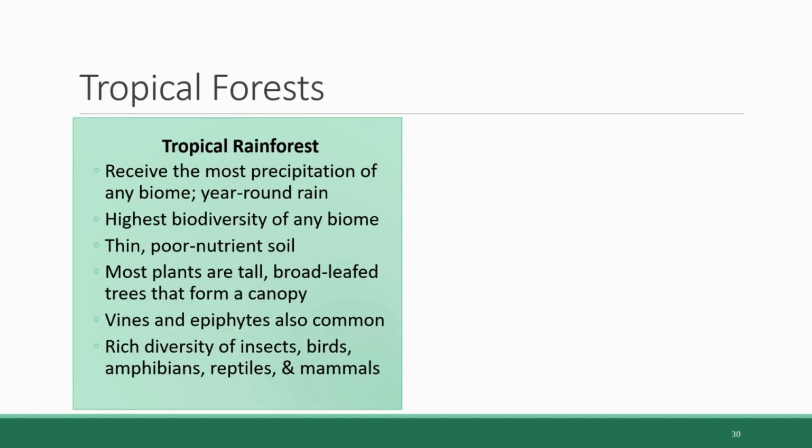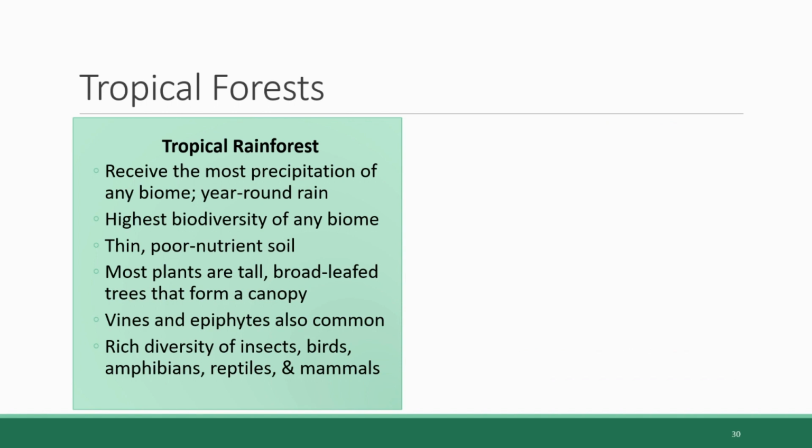Tropical rainforests are extremely wet. They receive more precipitation than any other biome, and they tend to receive precipitation year-round, although it may be heavier in some seasons as compared to others. And they also have the highest biodiversity of any biome, with an extremely rich range of plants and animals. However, tropical rainforests have thin soil that is poor in nutrients because the heat and the moisture here cause organic matter to decompose very quickly and then the constant rain washes away the nutrients.